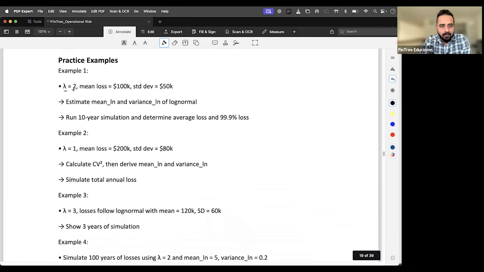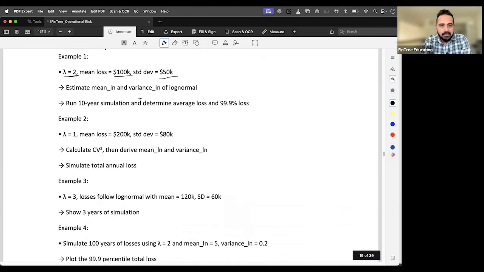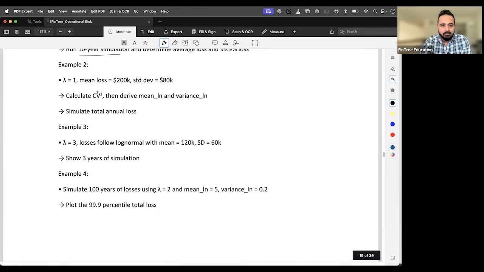Okay, let's assume lambda happens to be 2, mean loss happens to be 100,000, standard deviation happens to be 50,000. Okay, now what will we do? So we'll estimate mean ln using the formula we've seen. Because we have mean, we have standard deviation, we can compute CV, so we do the whole drill, then we run a 10-year simulation.